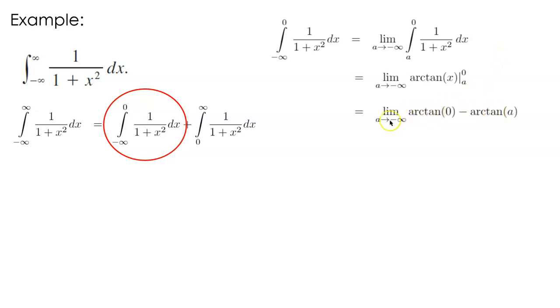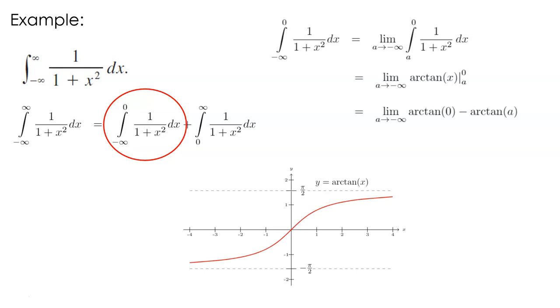Arctan of 0 is 0. As a goes to negative infinity, what is arctan of a? Let's remind ourselves of the graph of arctan. I know you know this. Here's the graph of arctan. Notice as a goes to negative infinity, my arctan graph's going to get closer and closer and closer to this horizontal asymptote at negative pi over 2. So arctan of 0 is 0. I have a negative. Arctan of a as a goes to negative infinity is negative pi over 2. So this limit is pi over 2.